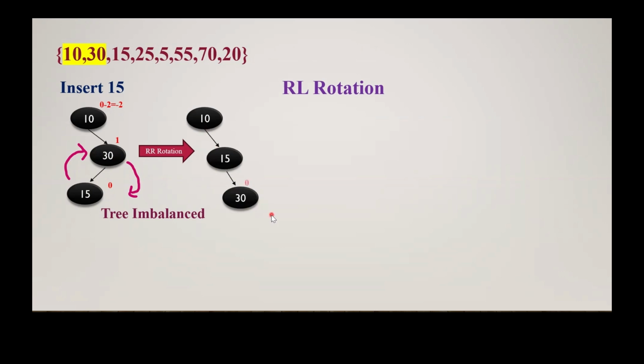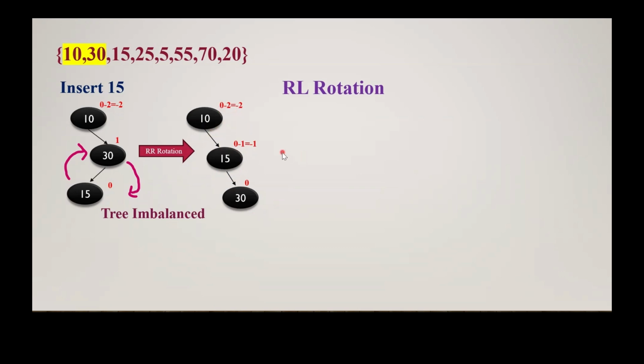So here also you calculate the balancing factor. It is 0 for the leaf node. The left subtree height is 0, minus 1. The right subtree height is 1. So 0 minus 1 is minus 1. It is minus 2 because the height of the left subtree is 0 and the height of the right subtree is 2. So 0 minus 2 is minus 2.